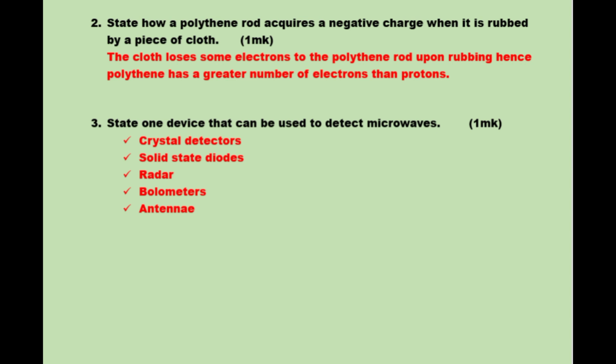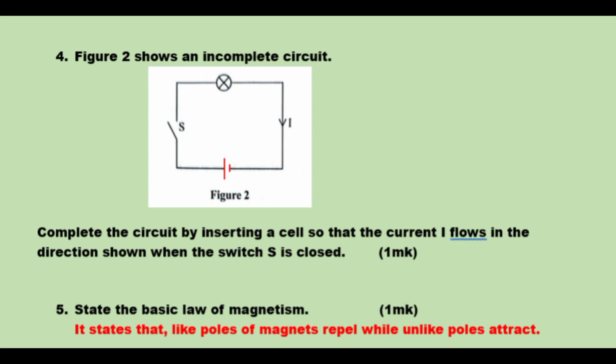So the devices, we have crystal detectors, solid state diodes, radar, barometers, antennae, among others. Question 4. Figure 2 shows an incomplete circuit.